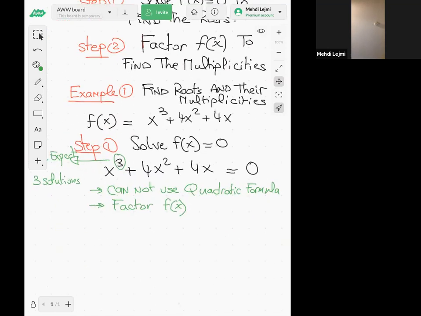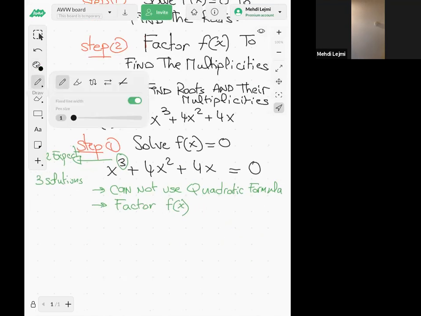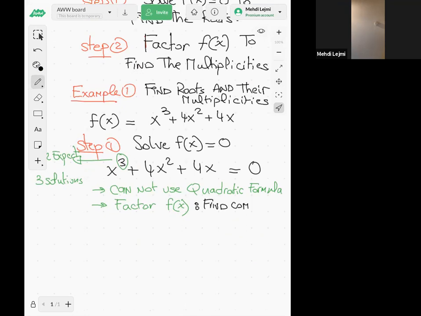Let's see. When you factor f of x, it means that you need to find a common factor. If you take a look at the function f of x, we have x cubed, x squared, and x. So a common factor here would obviously be x. So x is a common factor.